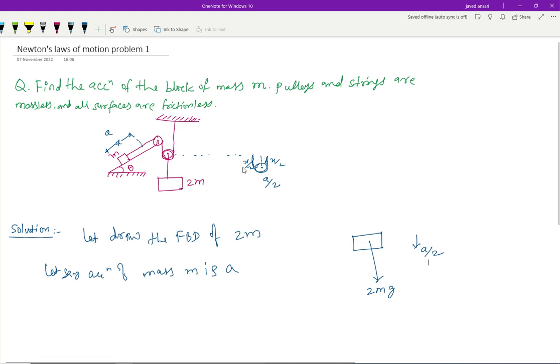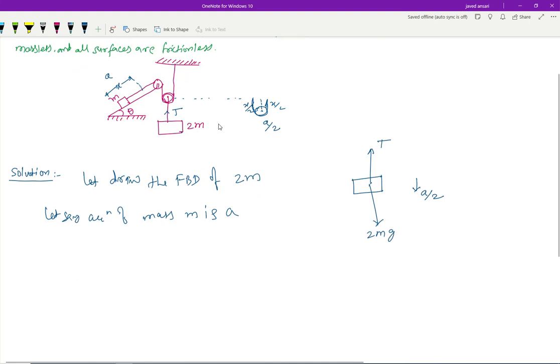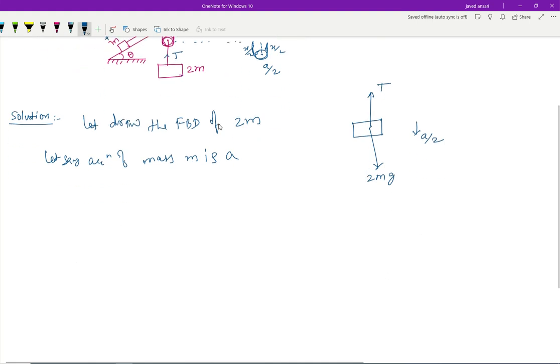Okay, now let's say the tension in this part is T. If this is the tension, then this tension will go upward, right? So these are the only two forces I am seeing here: tension upwards and weight of this block downward. So for vertical equilibrium of mass 2m, let's apply Newton's second law.